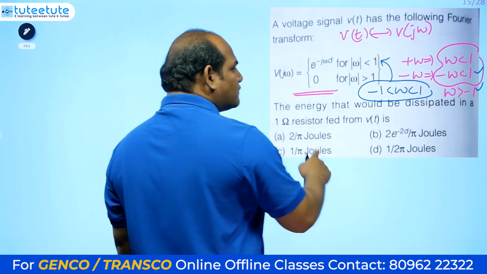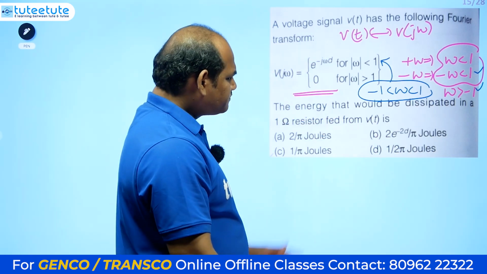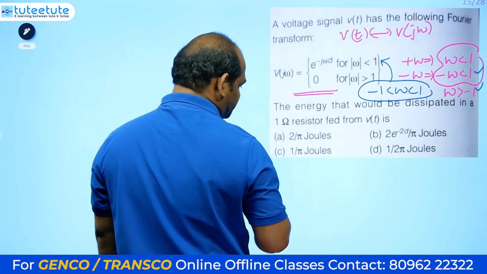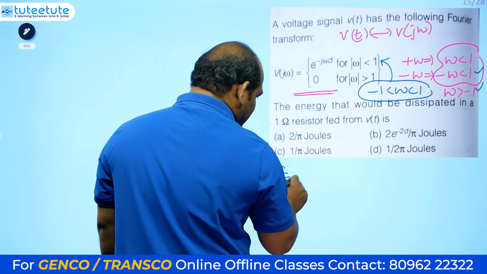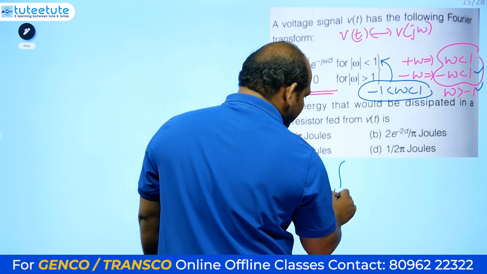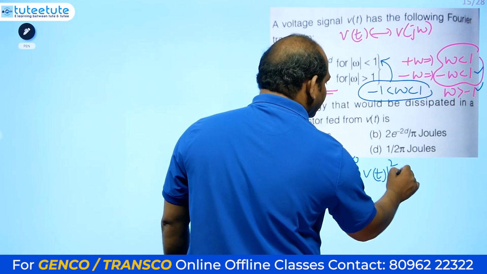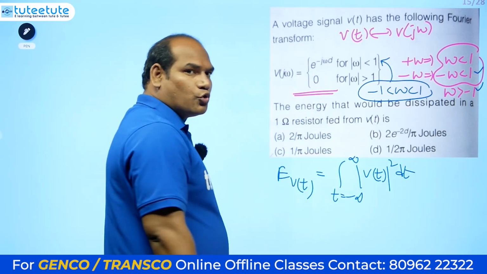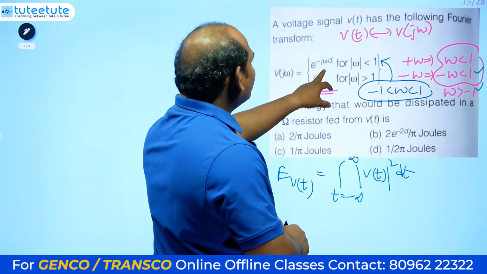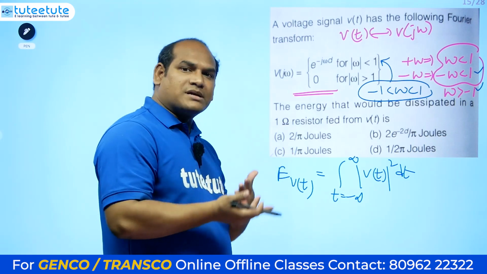The energy that would be dissipated in a 1 ohm resistor fed from v of t. Anyhow, the resistance is 1 ohm. We need to calculate the energy. So energy of v of t we have to calculate. What is the formula? Integral t equal to minus infinity to plus infinity mod v of t square dt. But do you have v of t? No. What we need to do? You may get the idea: we can find the inverse Fourier transform so that you will get v of t. But it is a lengthy process.